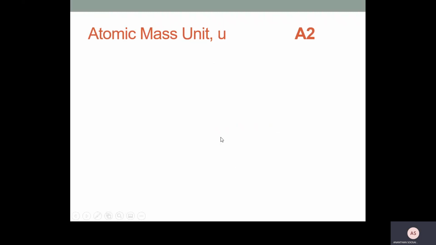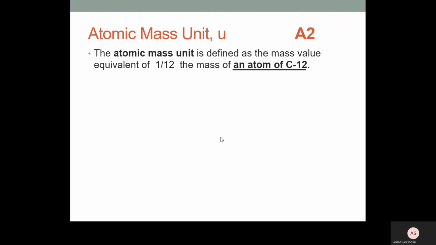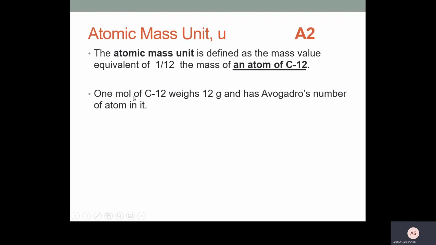Okay, atomic mass unit. It's actually discussed in A2. The symbol is u. Atomic mass unit is a mass value equivalent to 1/12 of the mass of a carbon 12 atom. For example, 1 mole of carbon 12 weighs 12 gram, with Avogadro number of atoms in it. This is your chemistry. All of you took chemistry, right? So I think this should make sense for you. 1 mole of carbon 12 is 12 gram. This is something for you to remember.